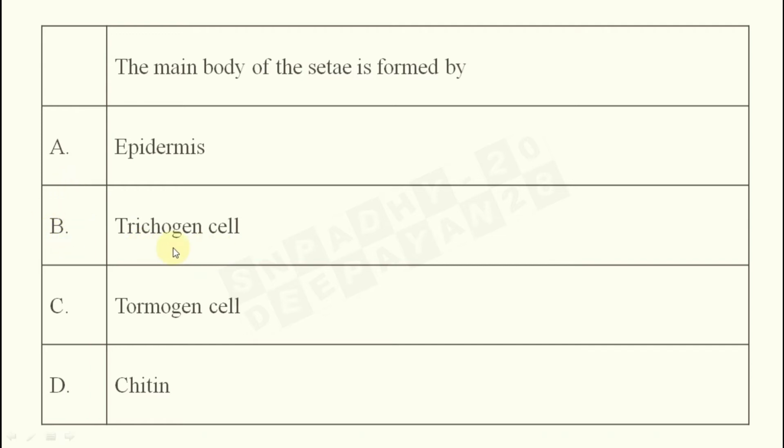Trichogen cells. But if the question is like this, which cell is making the duct of this setae, that means which is making the outer covering of this particular setae, then the answer will be option C, termogen cell. That means trichogen cell is making the body of the setae, termogen cell is making the duct of the setae.